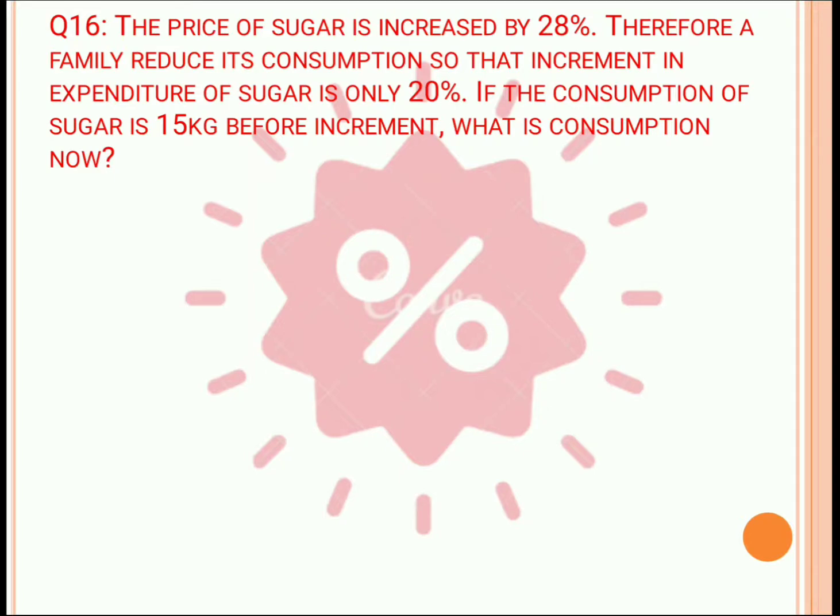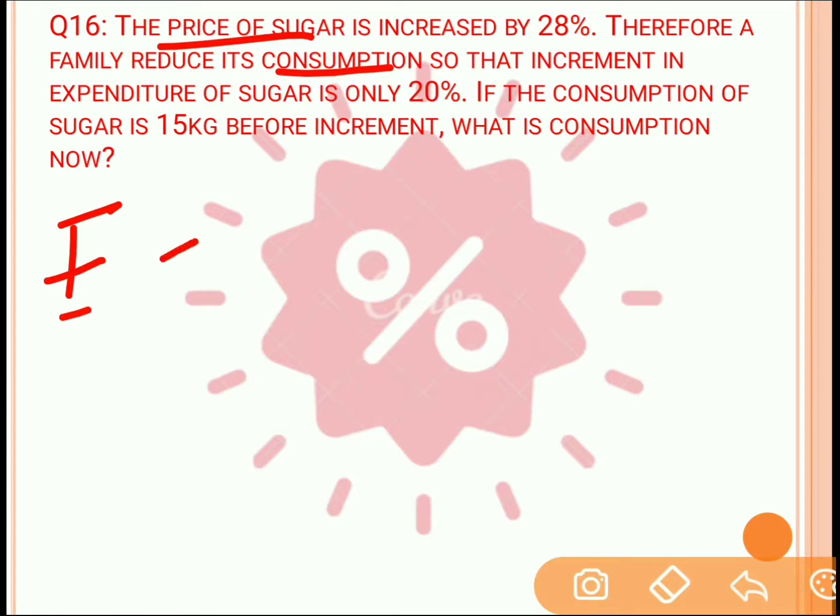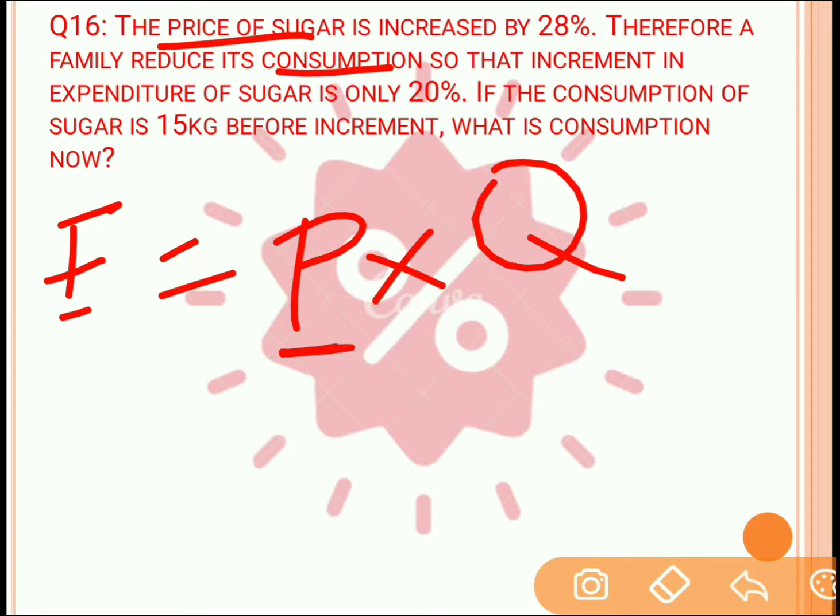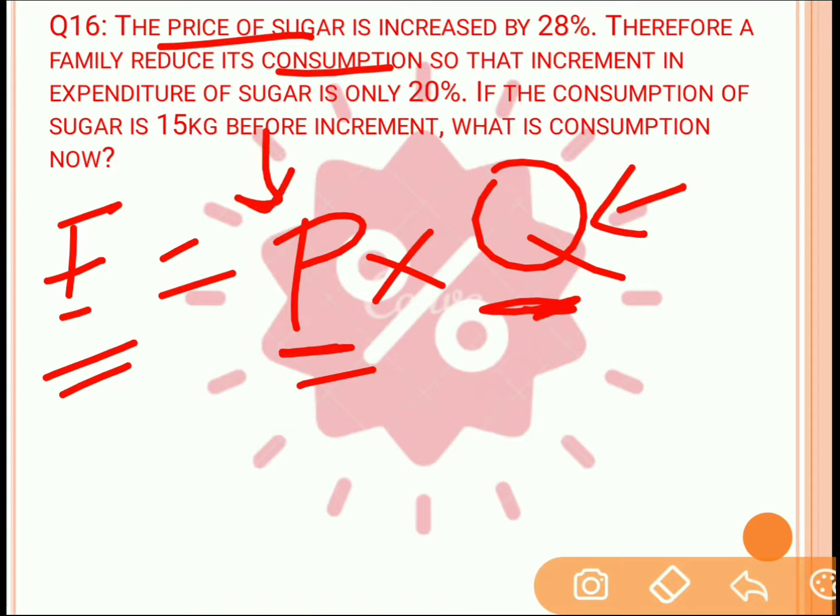Now we have to identify the relationship between price of the sugar, consumption and the expense. So we have a formula that is expense is equal to price of the sugar into consumption. So let's say P is the price of the sugar, which can be any amount, and Q is the quantity of that sugar. So that quantity is nothing but the consumption. Now price into quantity is equal to the expense, that is the amount of money which has been spent to collect this Q quantity of sugar at P amount of price.